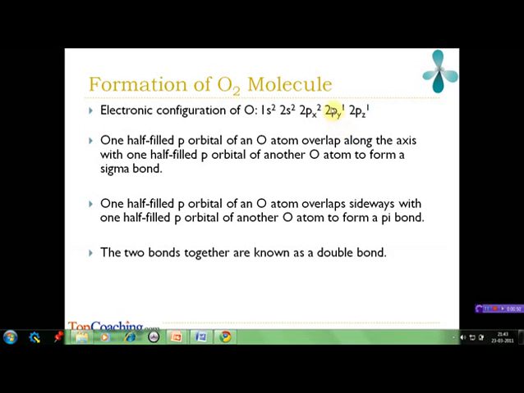Now, out of these two half-filled atomic orbitals, one half-filled p orbital, let us say py, of an oxygen atom will overlap along the axis with another oxygen atom's half-filled p orbital. That can be any of the two. And they form a pp sigma bond. Now, the remaining half-filled orbital of that oxygen atom will overlap sideways with the other oxygen atom's remaining half-filled p orbital to form a pi bond. Thus, there are two bonds, one sigma and one pi, in the oxygen molecule. These two bonds together constitute a double bond.